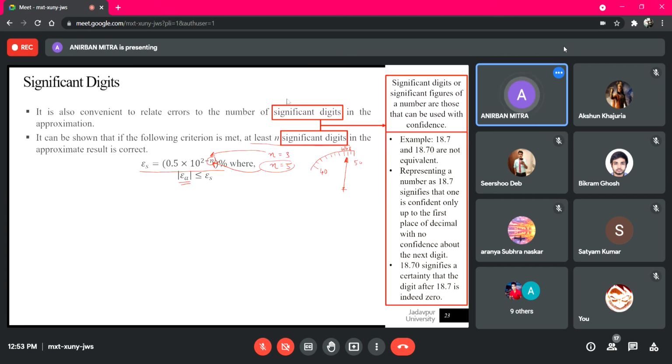So usually what is done is we say something which we can know or say with confidence. So here, significant digits would be those numbers that you can use, that you can say with confidence.